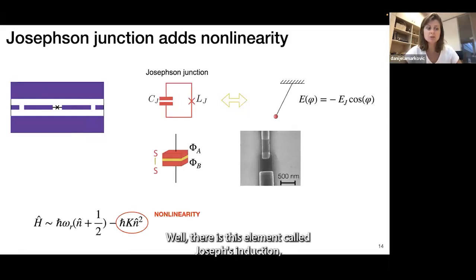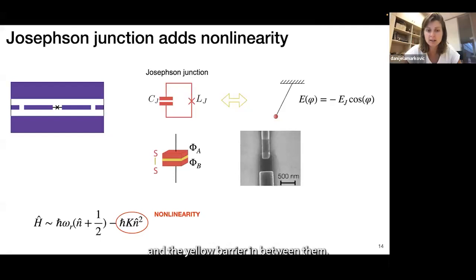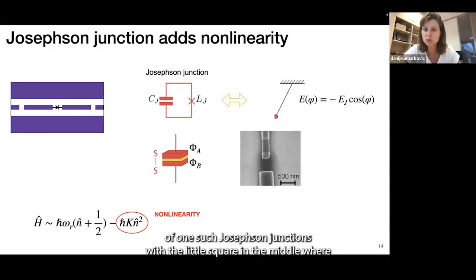Well, there is this element called Josephson junction. And this element is basically two superconducting electrodes which are separated by a very thin insulating barrier. So you see the two superconductors in red and the yellow barrier in between them. And to the right is a scanning electron microscope image of one such Josephson junction. So it's the little square in the middle where there is overlap of the two electrodes where the Josephson junction is.